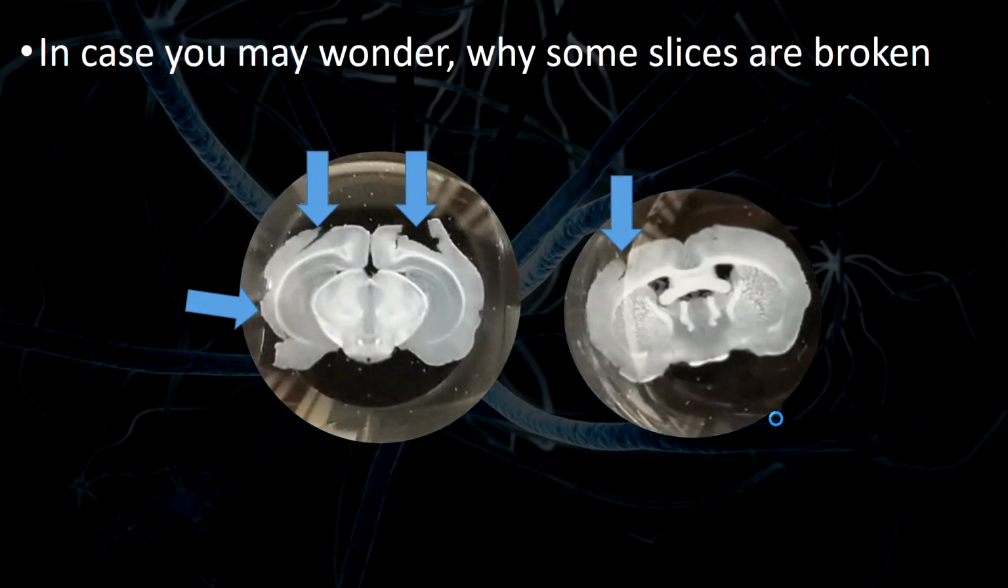Just in case you wonder why some slices are broken, see, there's a broken thing here. It's broken here. That's because when we were cutting the slice, we happened to tear them up. When you see these things, it doesn't matter because when we look at certain structures, we're really looking at very small structures, like maybe here or maybe here. So the tear really doesn't matter. We can use the other side if you want to see the structure here because the brain is symmetric.